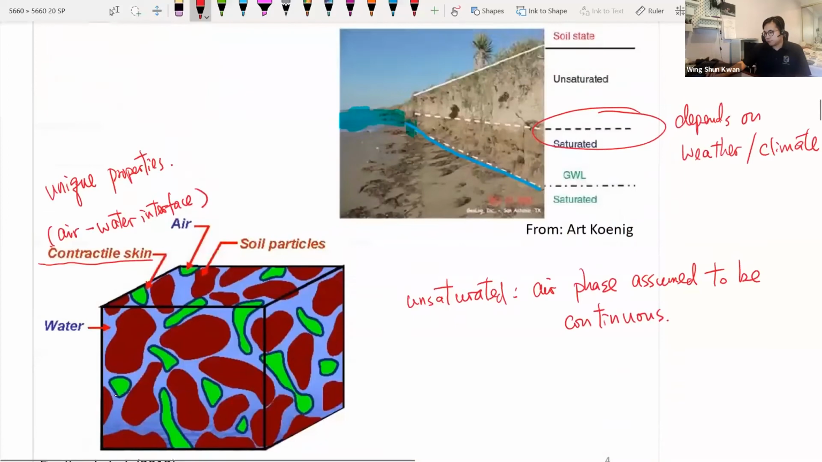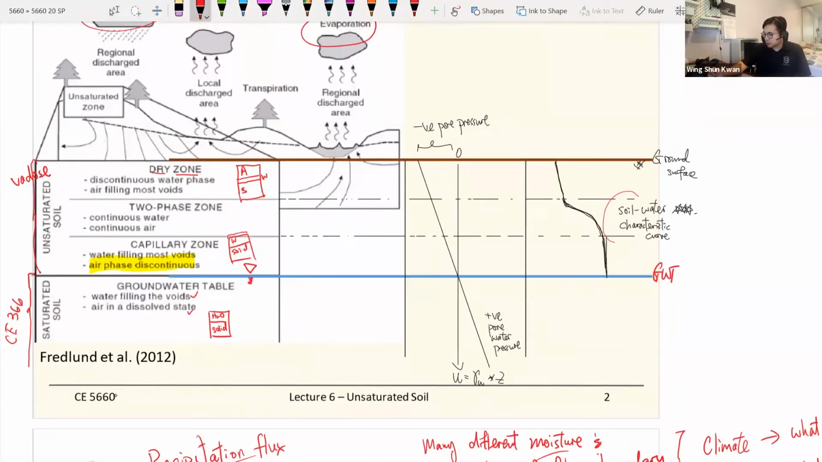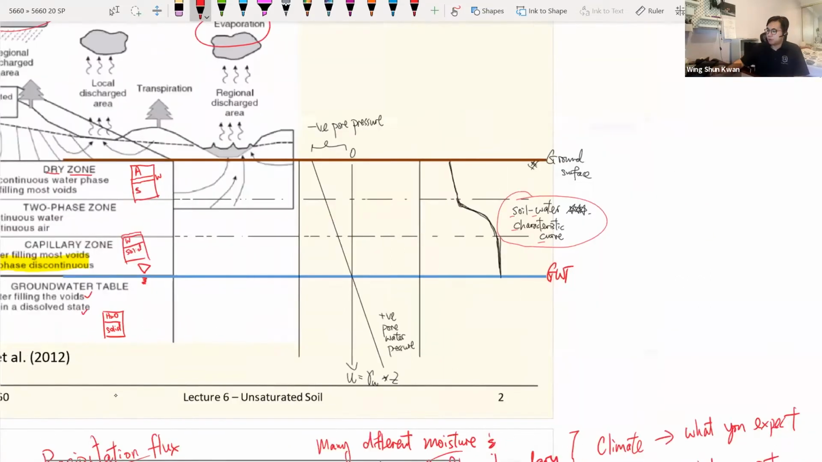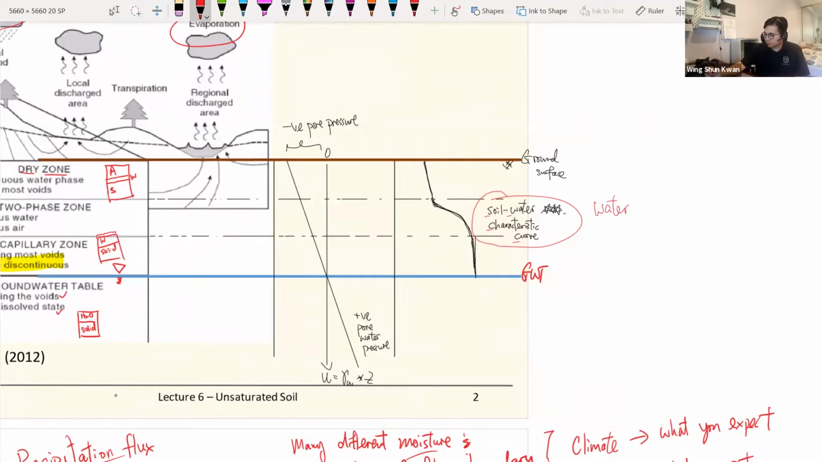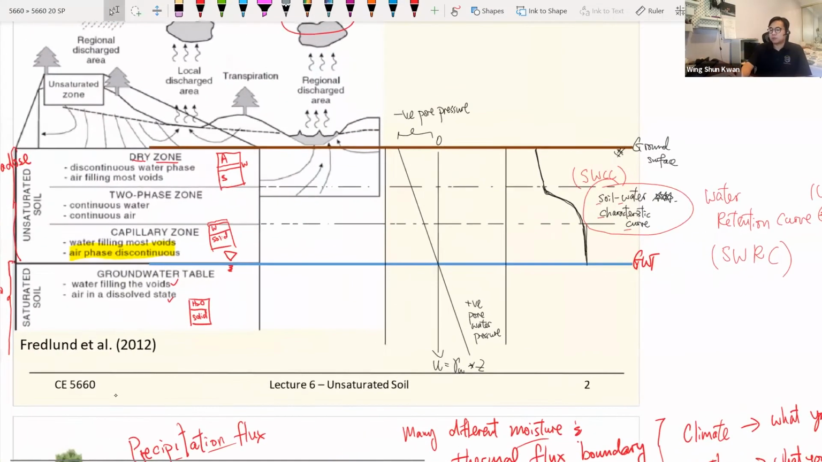So the SWCC is this part here. SWCC stands for the soil water characteristic curve, or some people call it the soil water retention curve. Some people just call it the water retention curve, or WRC. Many people call it SWCC, and some call it the soil water retention curve. They mean the same thing. At the end of the day, they mean the soil hydraulic characteristic in the two-phase zone. So we come back to talk about this SWCC or SWRC.